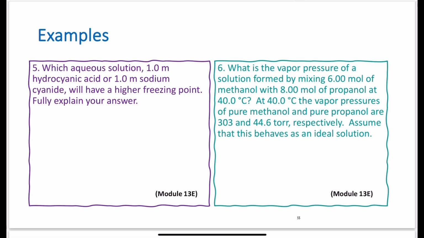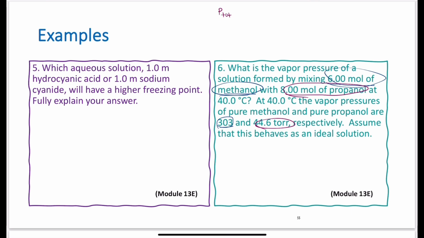So this is a combination. This is an application of Raoult's law. In class, we did ones where only one of them was volatile. In this case, they both happen to be volatile. That's fine. The math works the same. I know I have 6 moles of methanol, and the pressure is 303 torr. I have 8 moles of propanol with a pure vapor pressure of 44.6 torr.